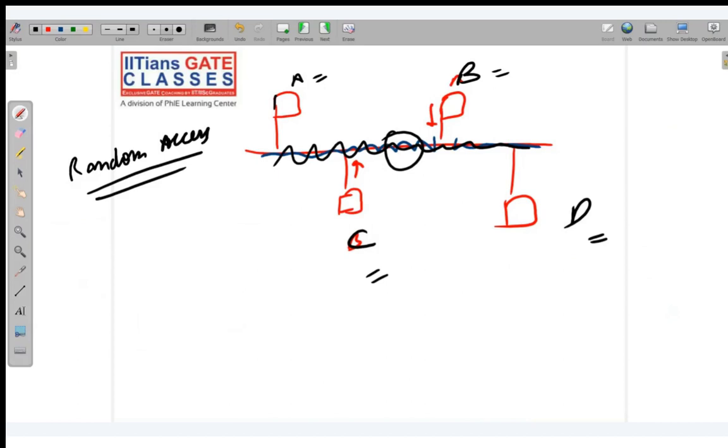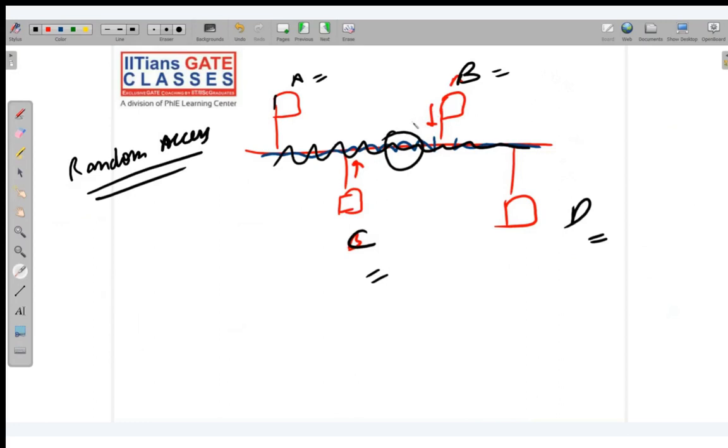Next. Because of this random access, every station is competing. There is a kind of competition. For example, the GATE exam is completely random access. Whoever wants to give GATE, he or she can give it. He can fill the form and give the exam. There is no fixed criteria like you have to do like this, like this. That is not the case. Everybody can fill and everybody can compete.